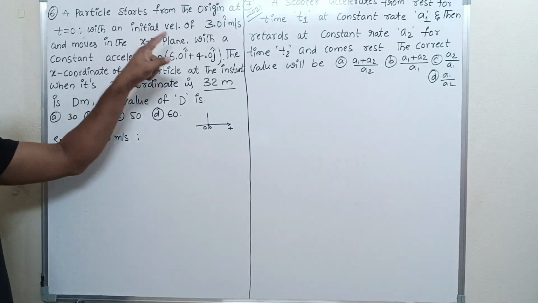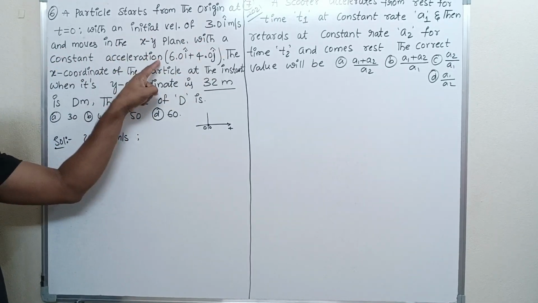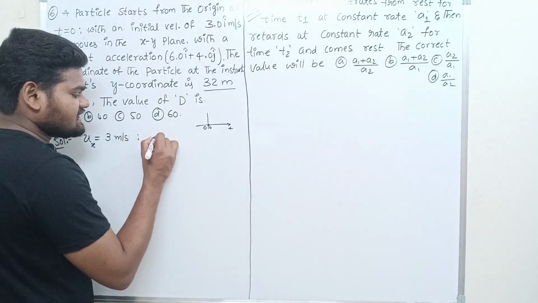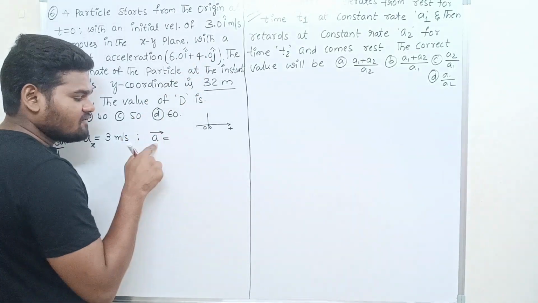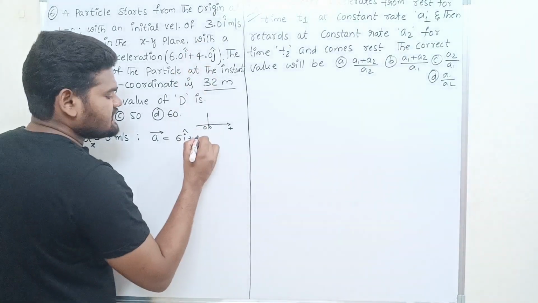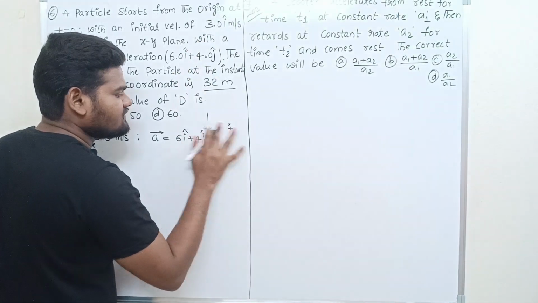And moves in the xy plane with a constant acceleration 6 i cap plus 4 j cap. So acceleration is given how much? Vector, in the form of vector. So how much? 6 i cap plus 4 j cap.